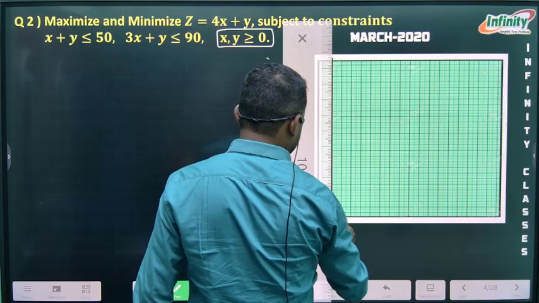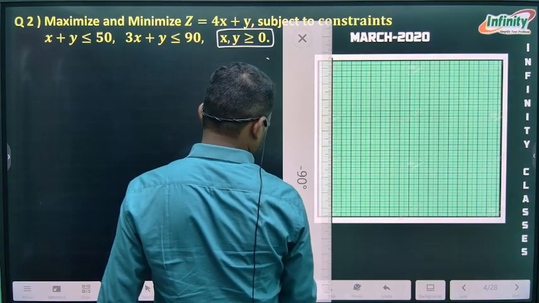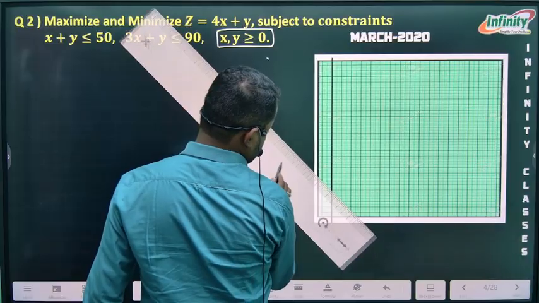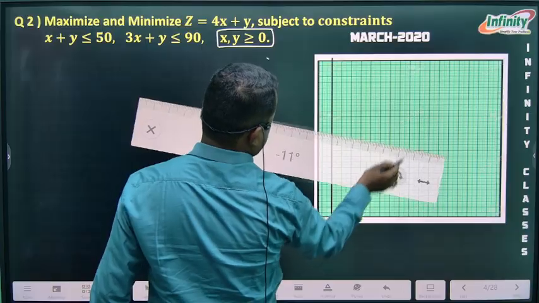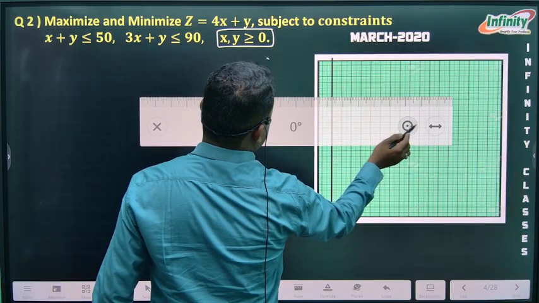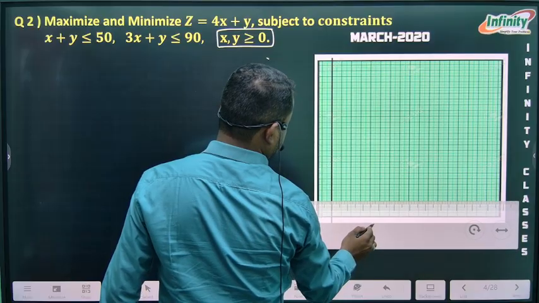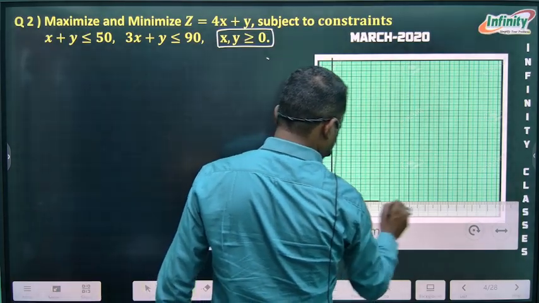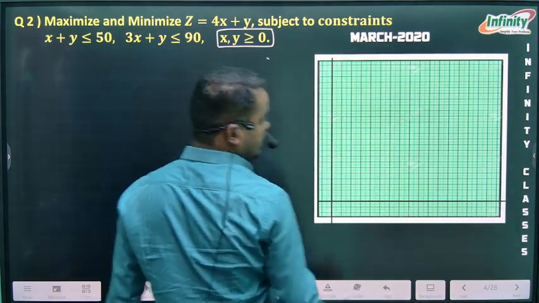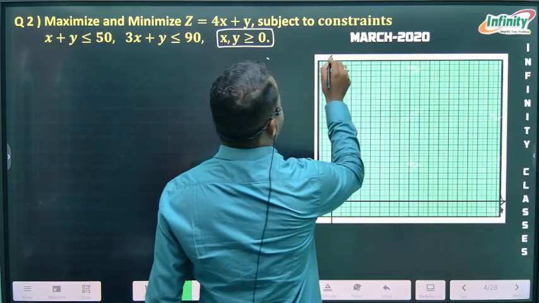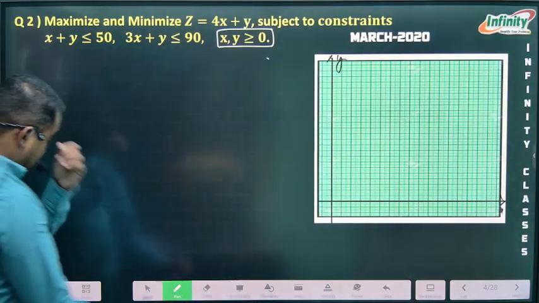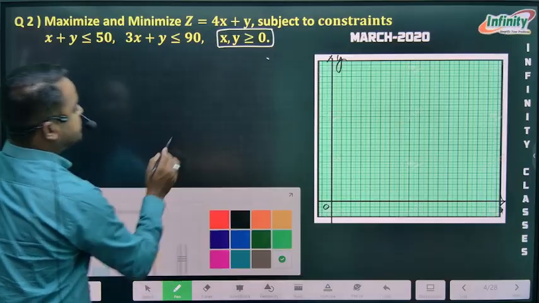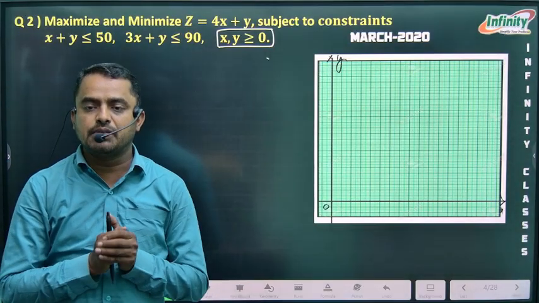This is the y axis. Draw the x-axis also here. This is the x-axis and this is the y-axis. Now start writing the solution for this one. So here you have to maximize and minimize. Maximize means we have to find the maximum value. Minimize means we have to find the minimum value.